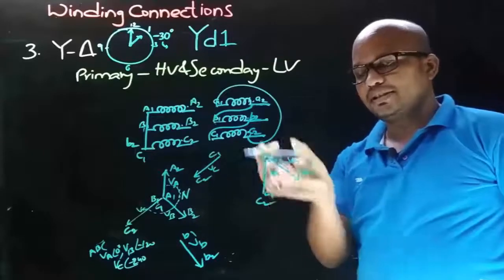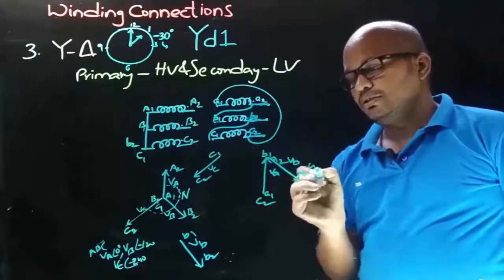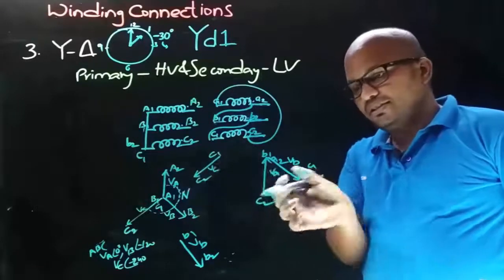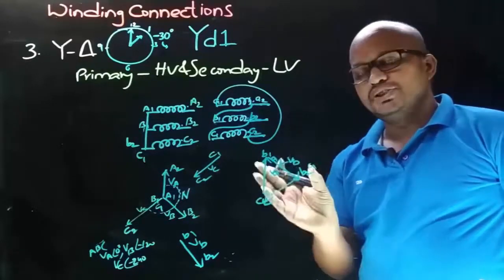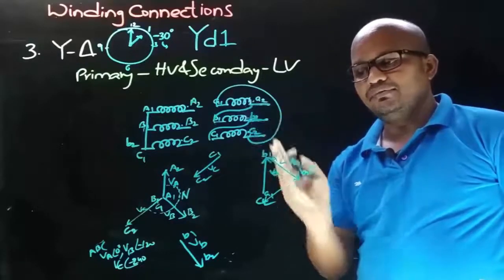So now coming to the secondary side main diagram. So B2 is having C1 terminal. So place this phasor like this. So this is how to obtain the secondary side delta connected phasor diagram.